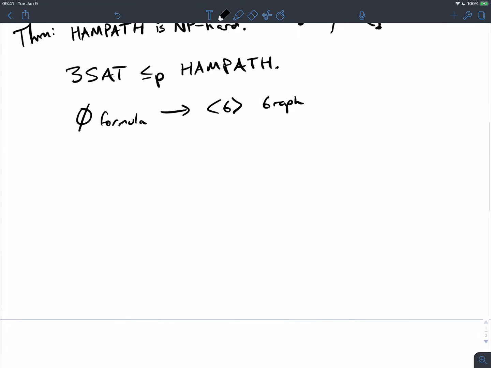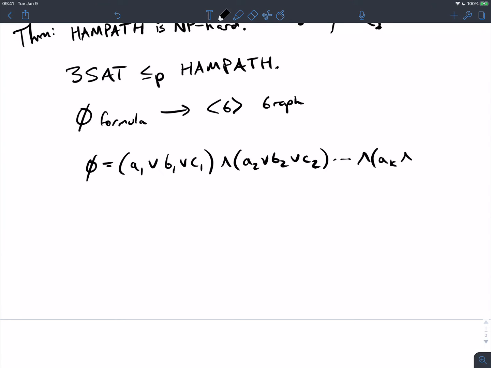Okay, so let's look at what a formula may look like. It's 3-set, so it's going to look like some clause at the beginning, and let's say A2, B2, C2, and then all the way to, let's say, K of them, AK, BK, CK. So that's what a formula in 3CNF might look like.